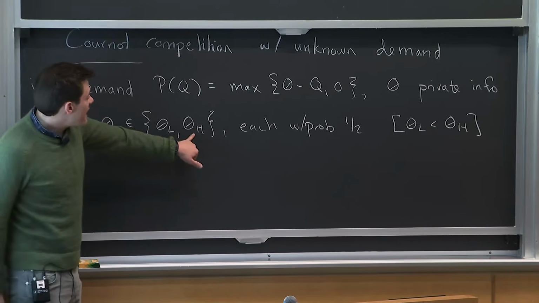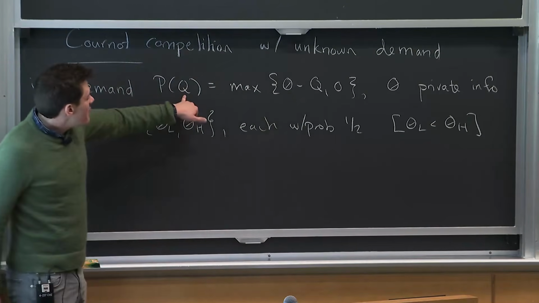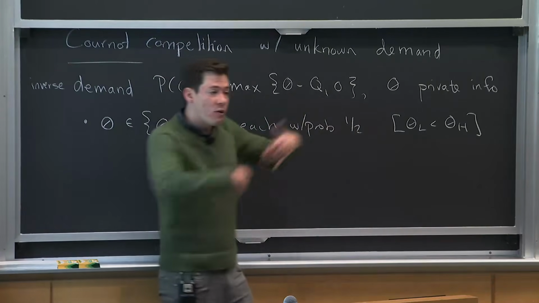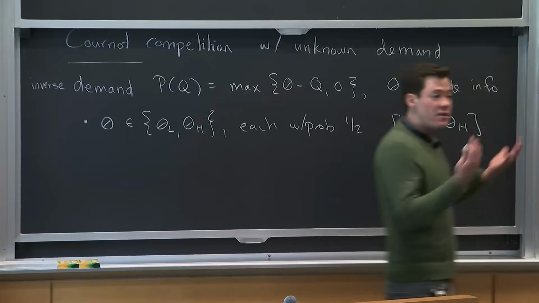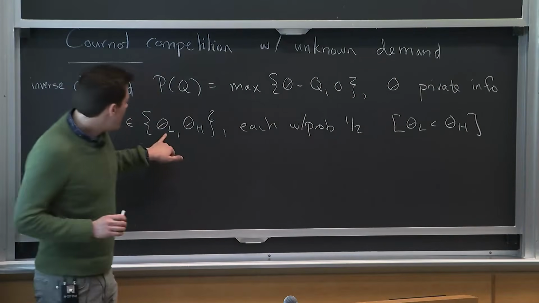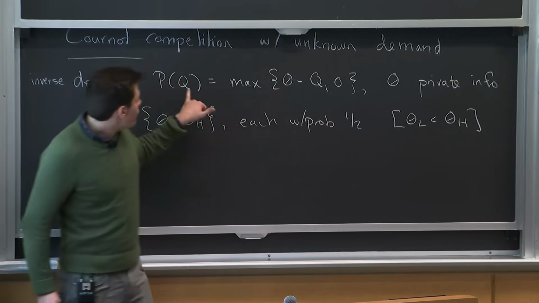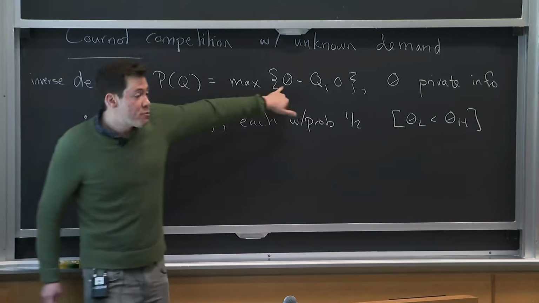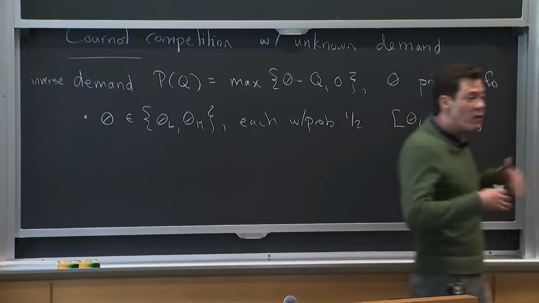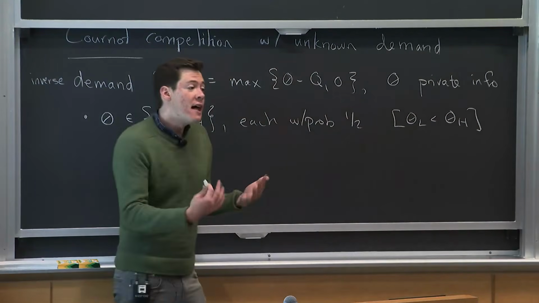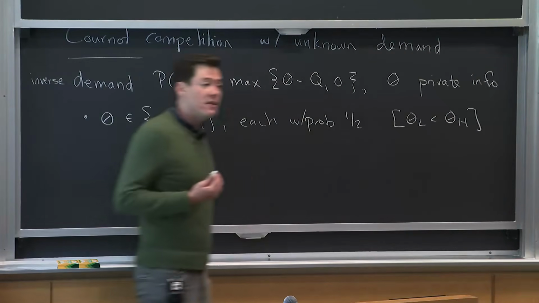So if the state is theta H, this is a high demand state. And it means that for a given level of quantity that we put on the market, price is going to be higher, because it turns out that more people like the good than we necessarily expected. If the demand state is theta L, then that's the lower number here. And for a given quantity Q that's produced, the price is going to be lower because there's going to be less demand for the product. So this is certainly relevant when a firm is introducing a new product. They don't know how popular it's going to be. They may have some uncertainty about that, and that's what this is capturing here.